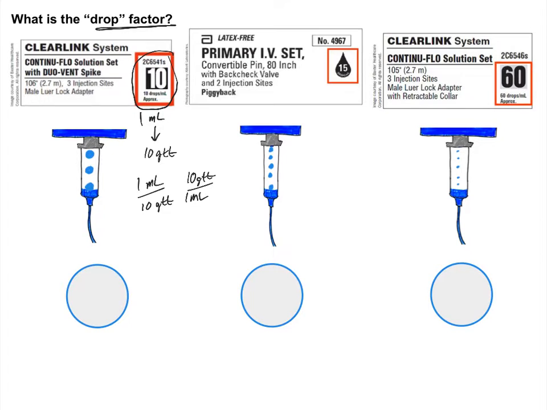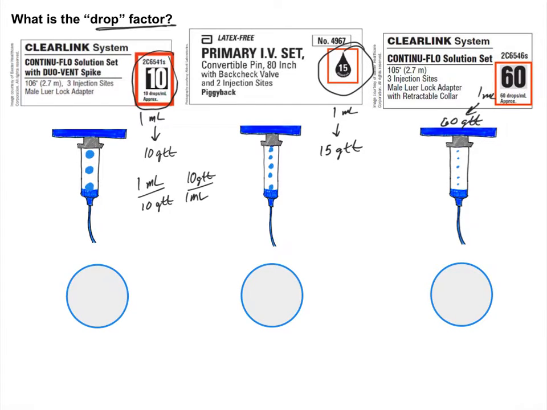We need this information from the tubing to determine how many total drops. So there are various sizes that we could see. We could see a relationship of 10 drops per milliliter or 15 drops per milliliter. So this takes 1 milliliter and breaks a single milliliter into 15 drops. Or we could see what's called a micro drip, which takes 1 milliliter and breaks it into 60 drops.